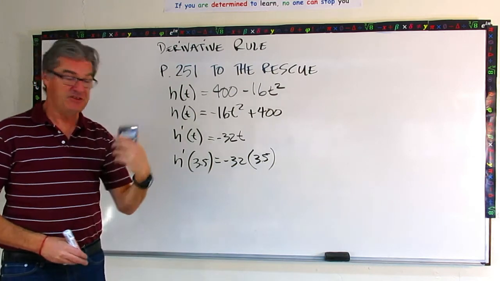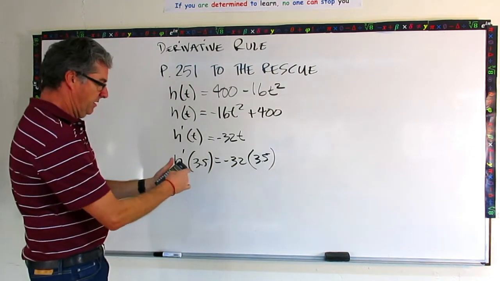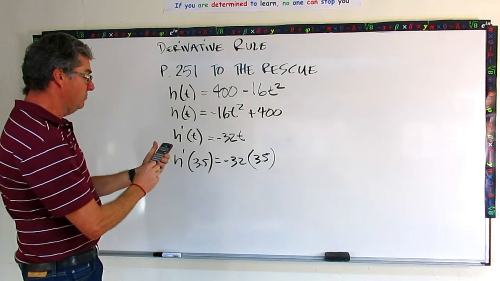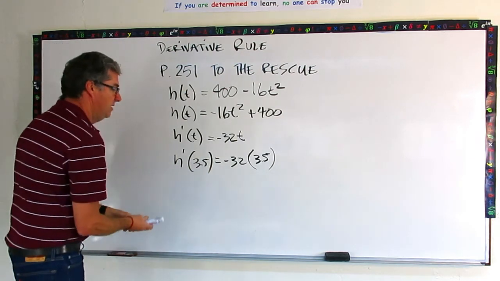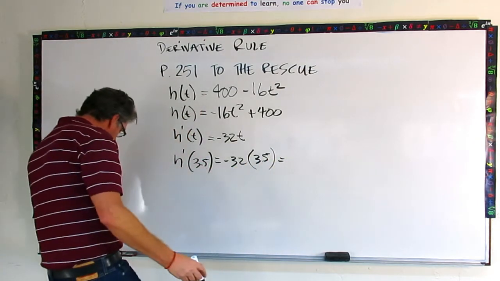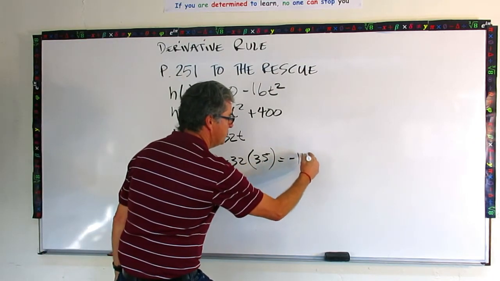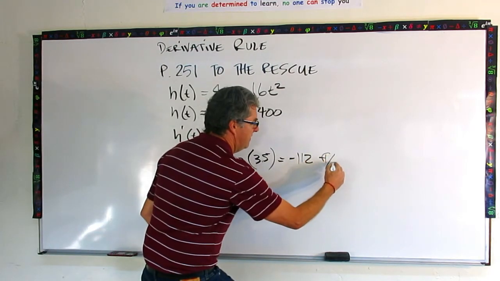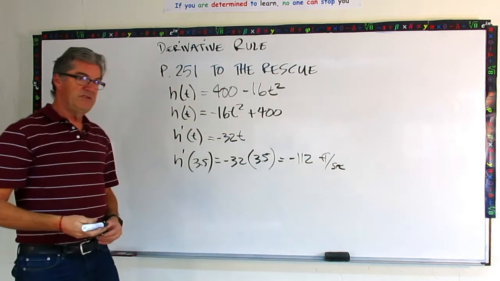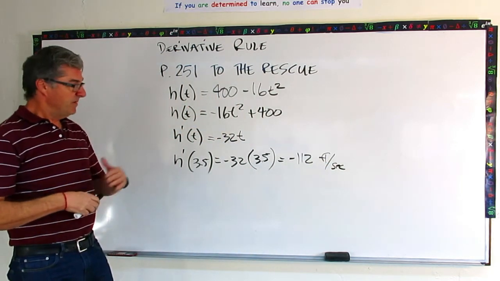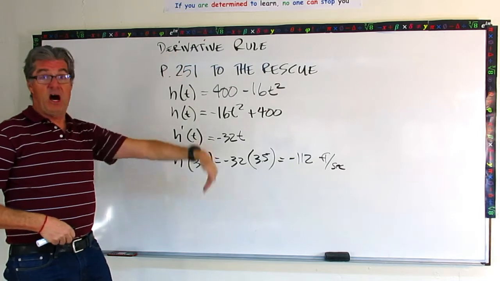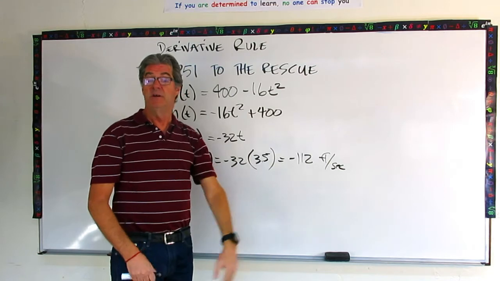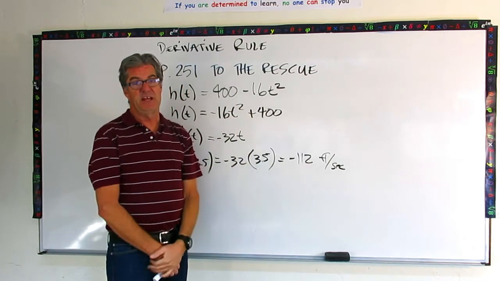Needed my calculator for this one. So, 3.5 times minus 32 equals. So this gives us minus 112, and our units on this I think are feet per second. Okay? So at 3.5 seconds, it's falling at negative 112 feet per second. It's falling down. The negative is just because it's going down. The speed is increasing in the negative direction.